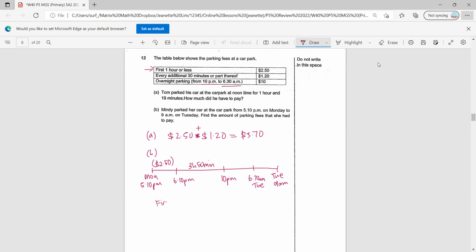So first hour 250, 3 hours and 50 minutes. Wait, this is your overnight parking, $10.